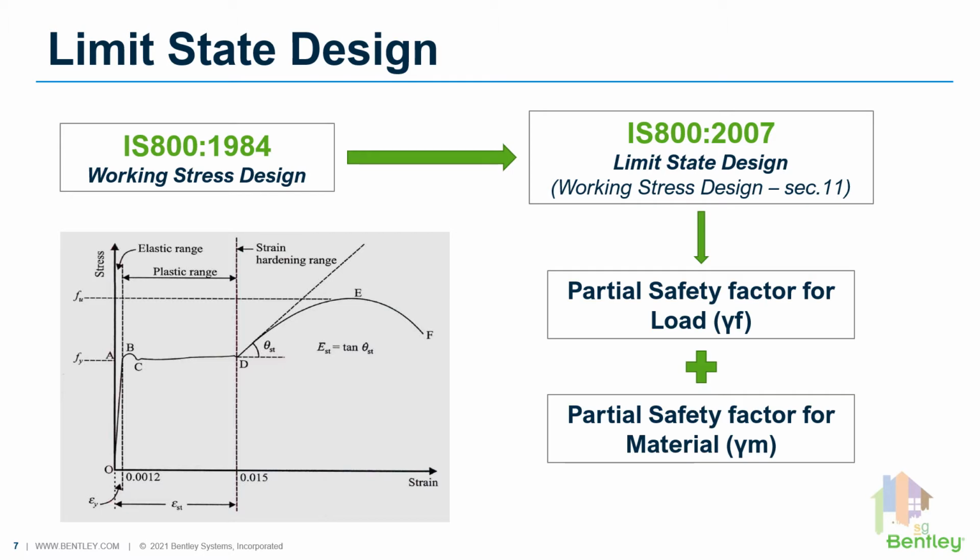Though ultimate stress value is used for design in limit state design, still there are two partial safety factors used in design to consider the uncertainty related to load application and material property. Partial safety factor for load increases the design load value, and partial safety factor for material reduces the ultimate stress value, and the combination of these two factors in design is necessary for all uncertainty consideration.